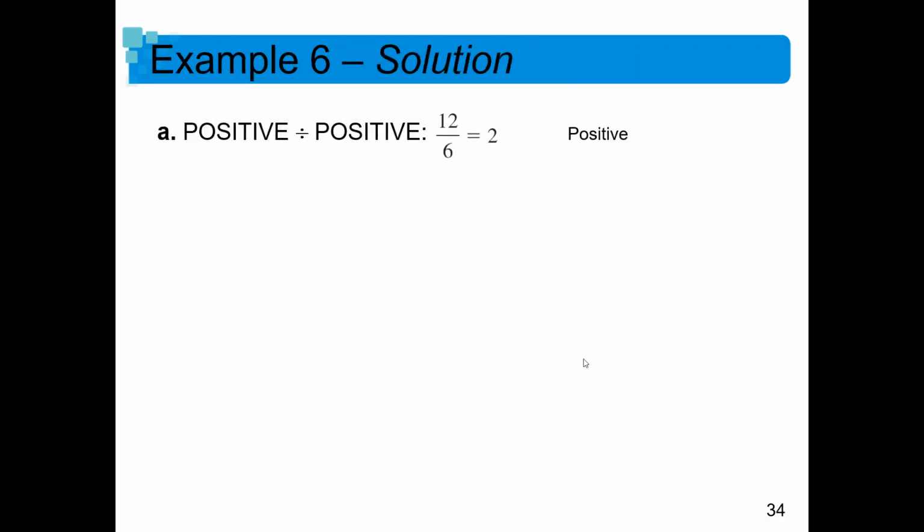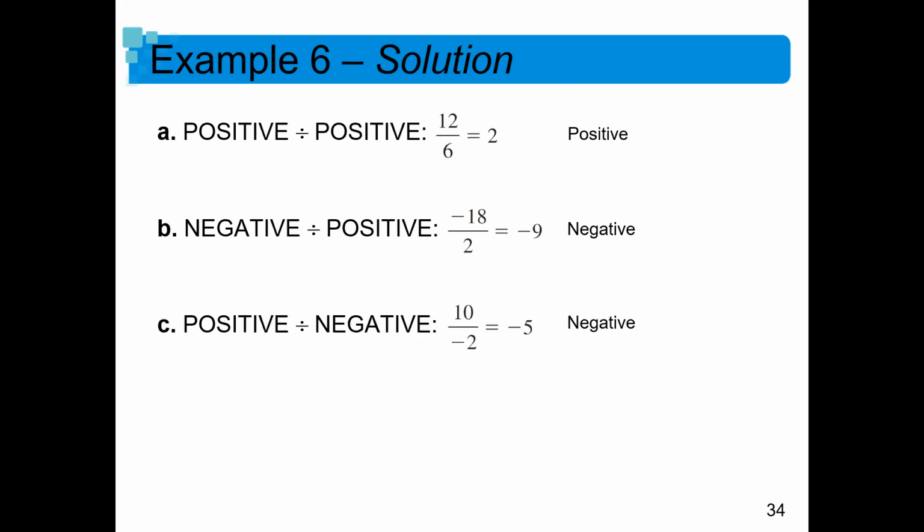So here, letter A, 12 divided by 6 is 2. And since both dividend and divisor, the number above and below, the numerator and the denominator, are both positive, the final answer should be positive as well. Here in this case, the numerator is negative and the denominator is positive, so the signs are opposite. So your final answer after dividing should have a negative sign.